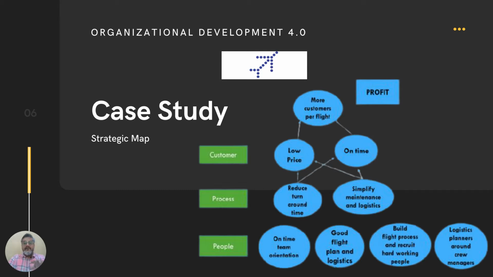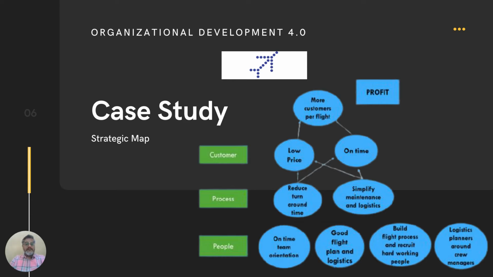business and their strategic map, there are three elements to a strategic map: the people, the process, and the customer. We are going to look at them one by one. When we look at people, they made sure their people had on-time team orientations. There's a good flight plan and logistics. They built flight processes and recruited hardworking people. Also, there were good logistics planners around crew managers.